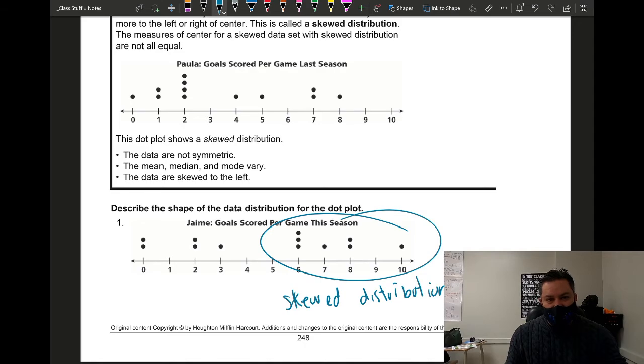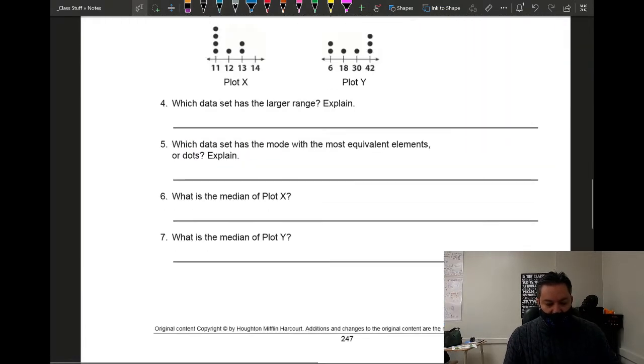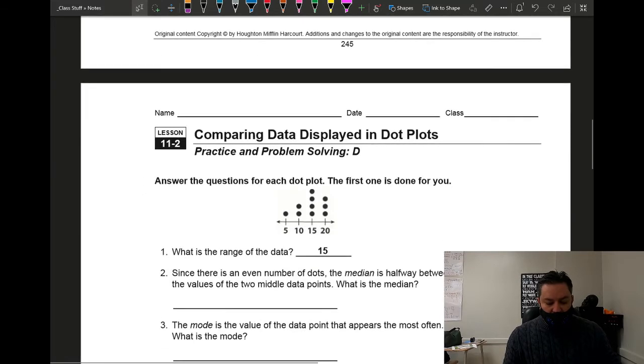And that's it about dot plots. So I'm going to stop this video for today. And we're going to talk about a few more examples in a later video.